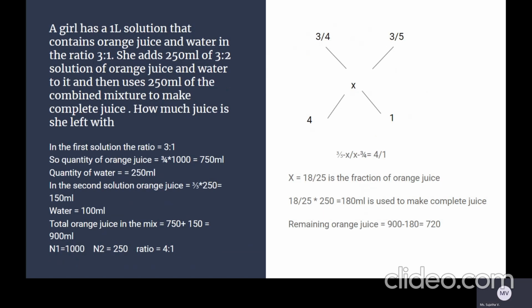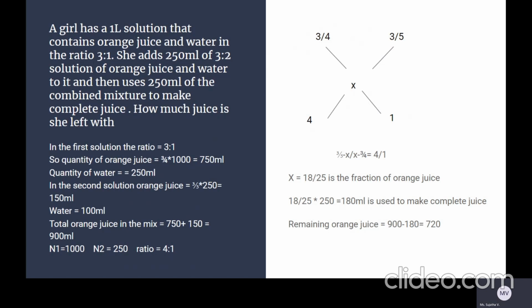So here again, a little more working is there. It's not difficult, just the number of steps are more. Let's take a look at this. A girl has a 1 liter solution that contains orange juice and water in the ratio 3:1. So we are dealing with a mixture of orange juice and water. She adds 250 ml of 3:2 solution of orange juice and water to it.